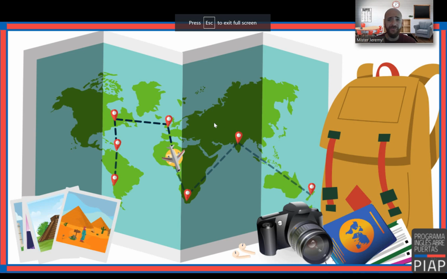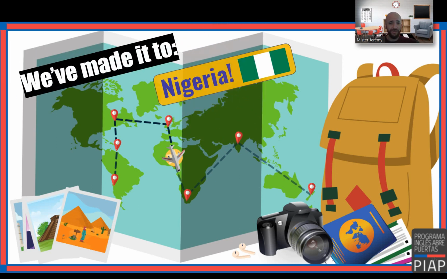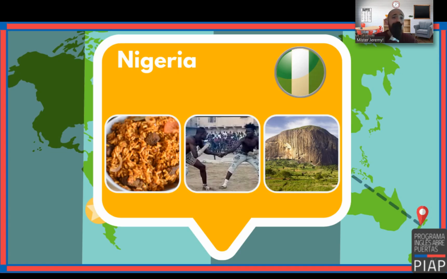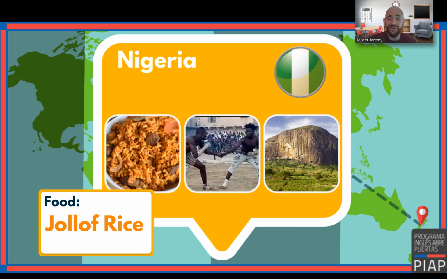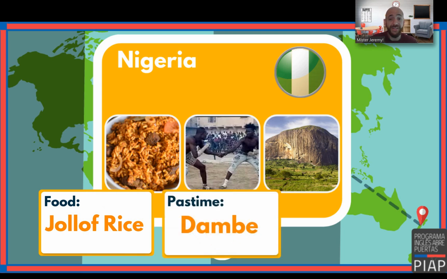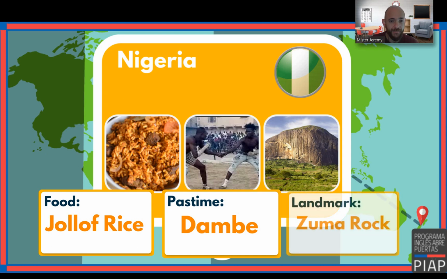And then where have we made it to? We've made it to Nigeria. This is exciting. So then today in our special features of Nigeria, we have jollof rice, we have dambe, which is a type of boxing as far as I understand, and we have Zuma Rock, right?